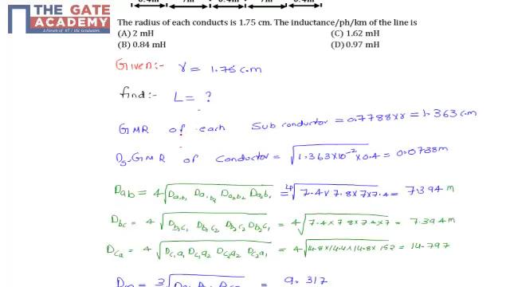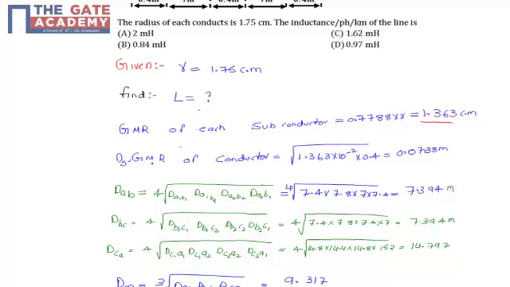The geometric mean radius of each subconductor is given by the formula 0.7788 times R, where R is the radius. The given radius is 1.75 centimeter. Substituting the value of R, 1.75 centimeter, converted to meters, we get the value of 1.363 centimeter.